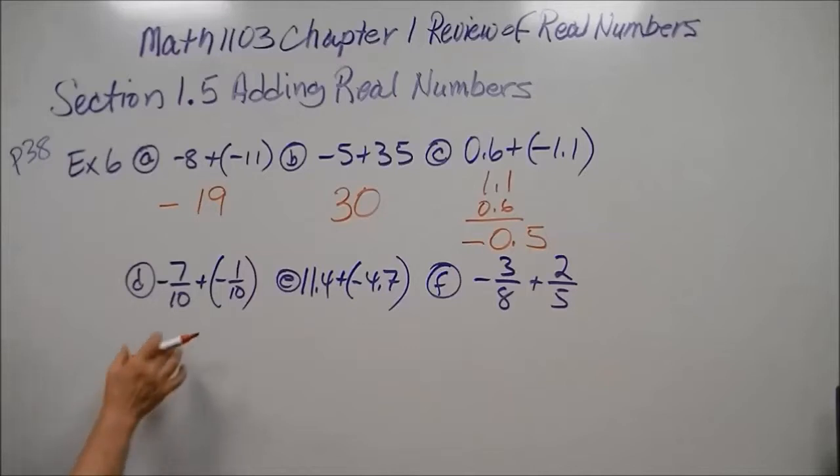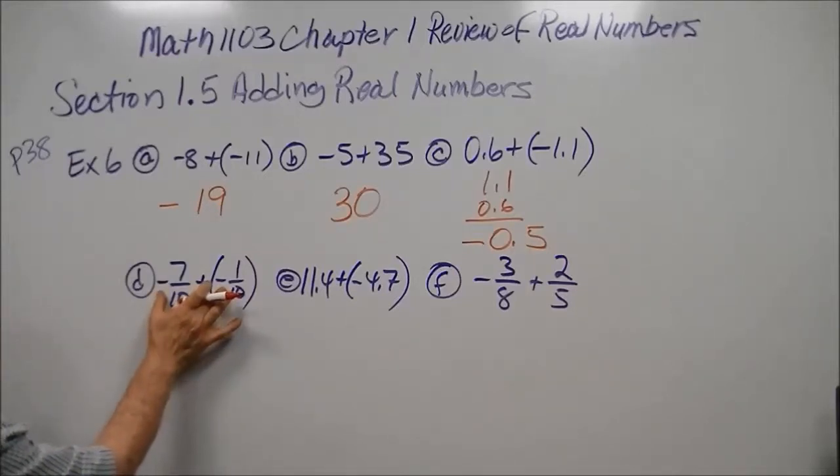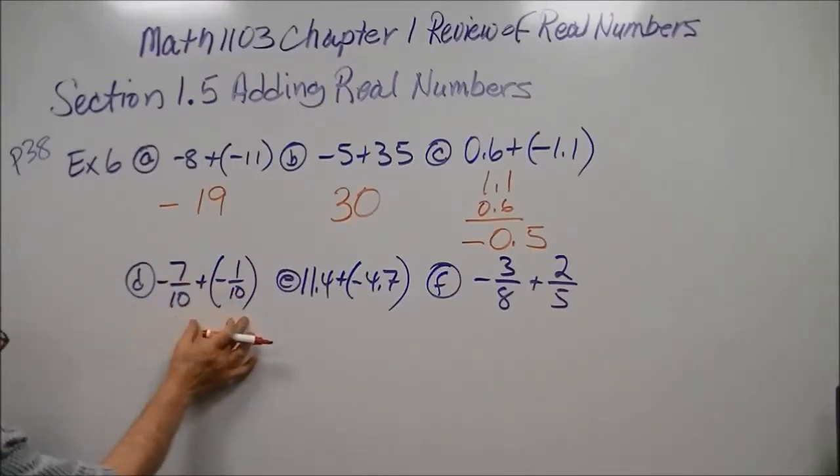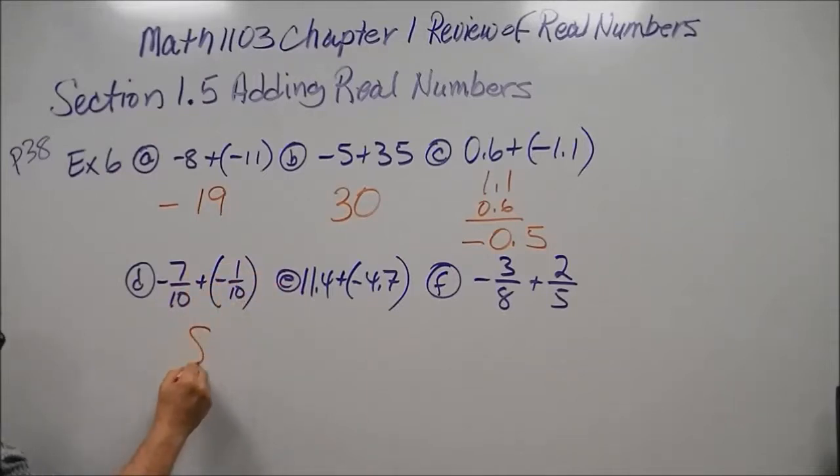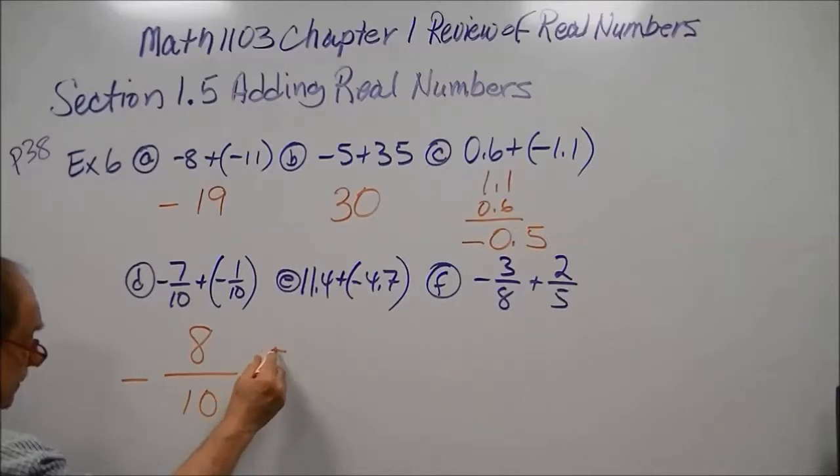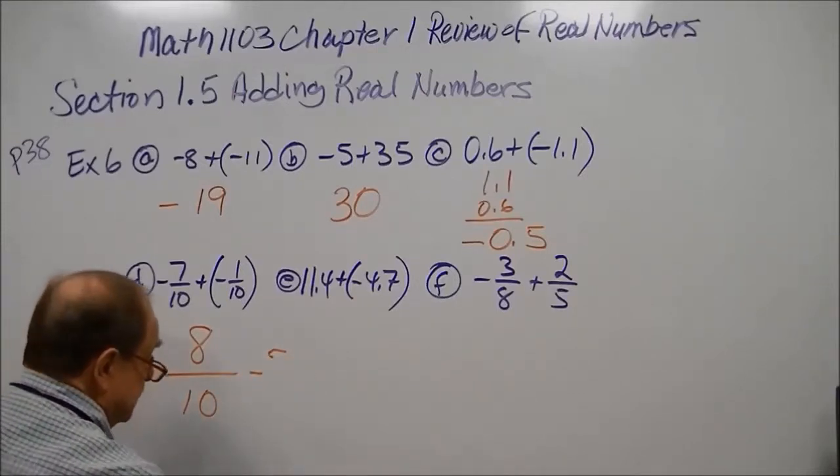Now here, notice it's the same sign, and it's the same denominator, so we're just going to add, get an 8 over 10. Remember, that's going to be negative. And now we simplify that to a negative 4/5.